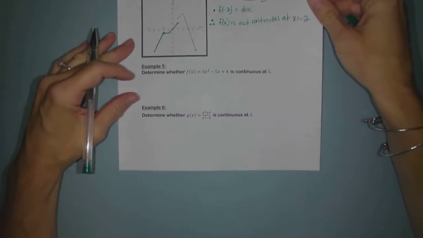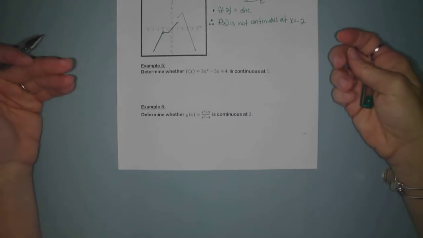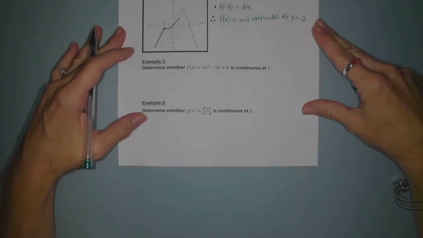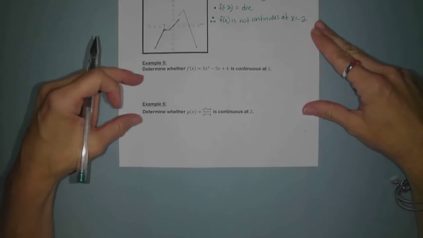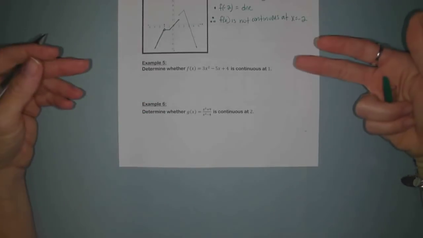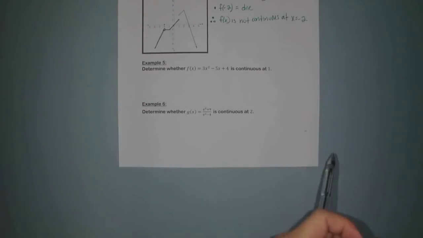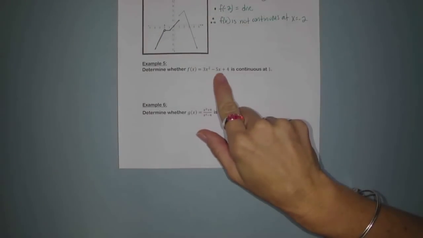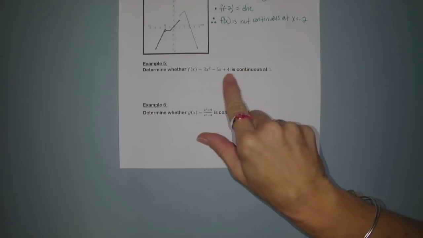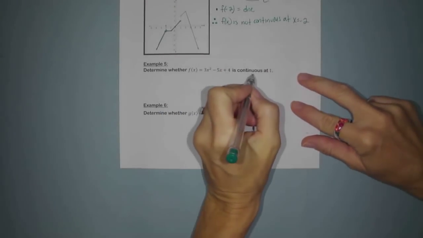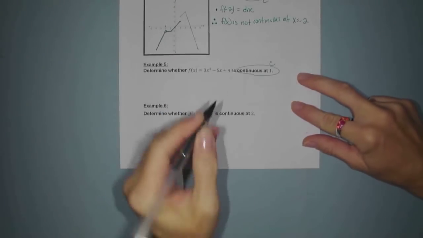Okay, so what happens in examples 5 and 6? Like if we're not given a graph? Well, it's basically the same thing. You just want to do your limits and your f ofs analytically by hand. So example 5 says determine whether f of x equals 3x squared minus 5x plus 4, whether that is continuous at 1. So 1 becomes our c value.